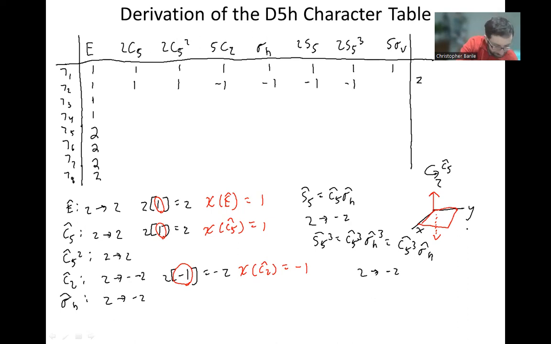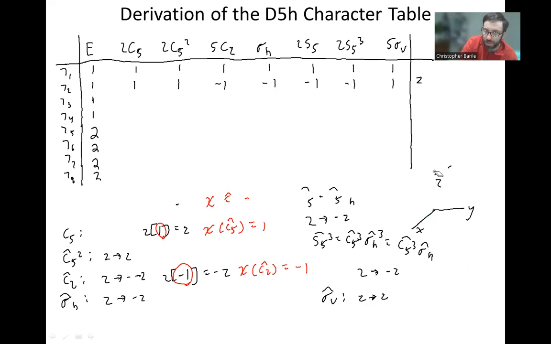And then the sigma v's. The sigma v's all contain the z-axis. So because they contain the z-axis, we can write any one of them. I'll draw the one that's in the xz plane. But because the z-axis is in the xz plane, that means that for sigma v, z also goes to z, so we have a value of 1. So there we have it. We derived the character for the z vector. So the next thing we're going to do is do the same sort of logic, but now for x.